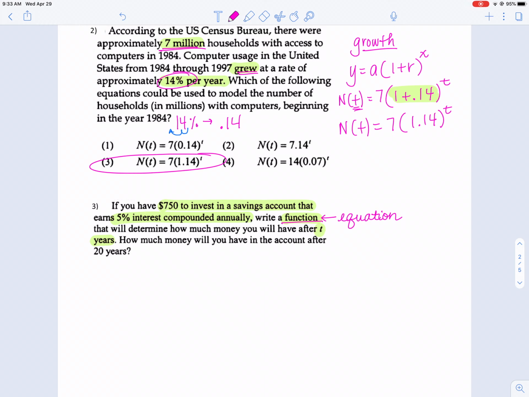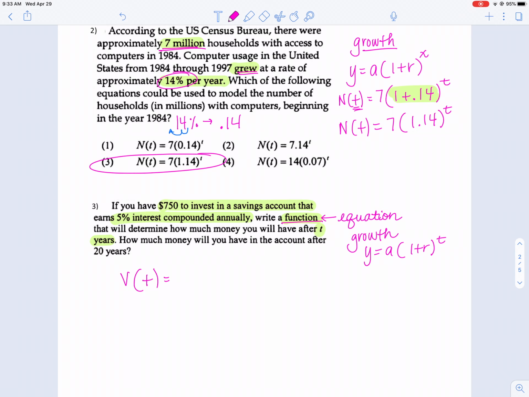So I'm going to name my function anything. F of t, V of t. I'm going to say V of t, which is the value, let's just say the value of this money over time. Okay, so is this growth or decay? If you're putting money in and it's earning interest, it's got to be growth. So we're going to use that same equation. Y equals A(1 + R)^T.